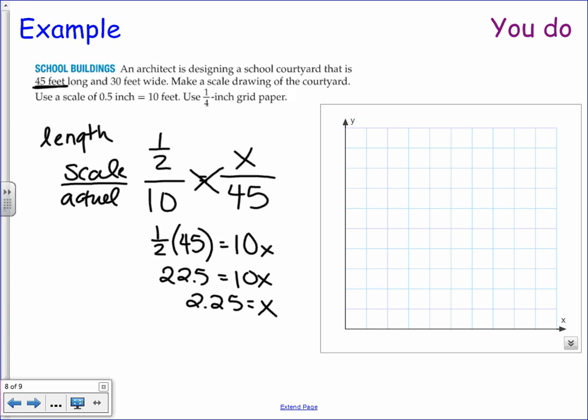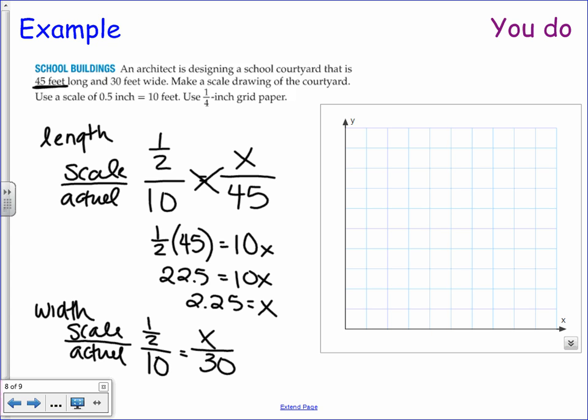All right, then we look at our width. And we have scale over actual, 1/2 to 10. Try to find that scale for 30. And we cross multiply, and 1/2 of 30 is 15 equals 10x. Divide by 10, we get 1.5 equals x.